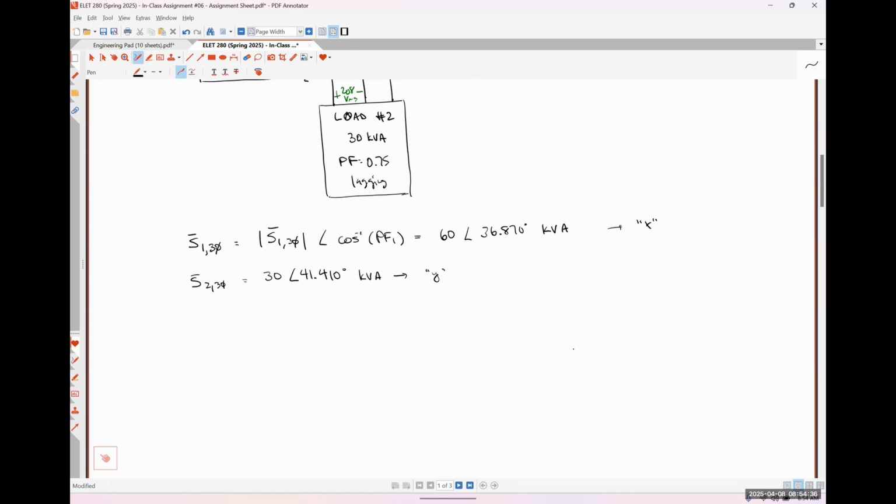So let me ask you a slightly different question then. What's the total complex power supplied by our voltage source? Exactly right. Yeah, 100%. That's why I stored it in my calculator, so I could literally just do that.